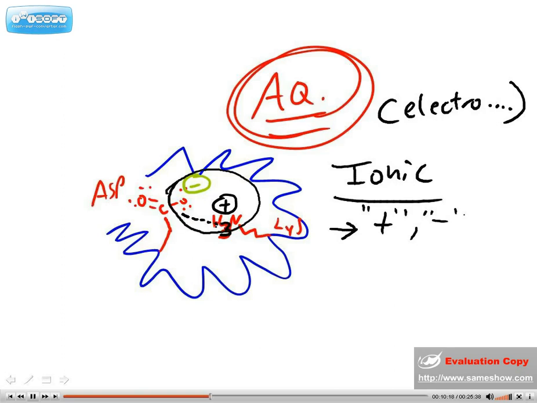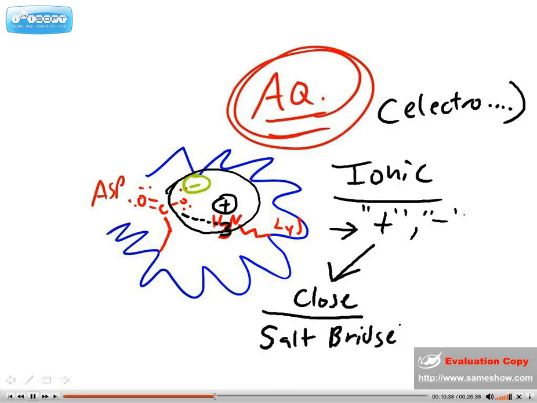Now, it turns out that if these are really close to each other, within touching distance, then we call these salt bridges. Salt refers to the fact that you have opposite charges which are forming a crude ionic bond. Just as you had positive sodium and negative chloride forming an ionic bond, you have positive lysine and negative carboxylic acid forming an ionic bond. So we call these salt bridges.